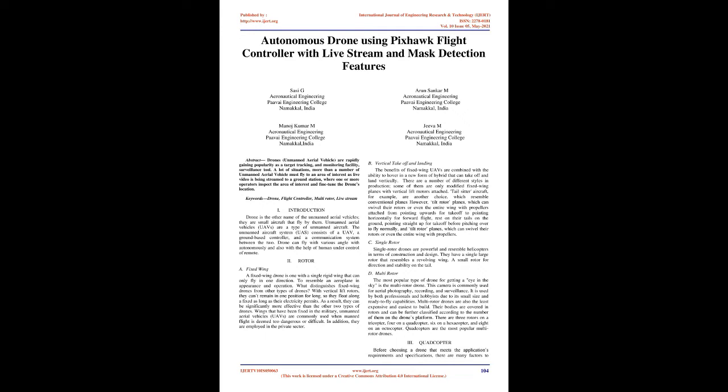Tail-sitters resemble conventional planes, resting on their tails on the ground, pointing straight up for takeoff before pitching over to fly normally. Tilt-rotor planes can swivel their rotors, or even the entire wing with propellers attached, from pointing upwards for takeoff to pointing horizontally for forward flight.